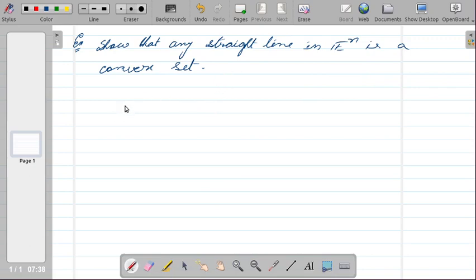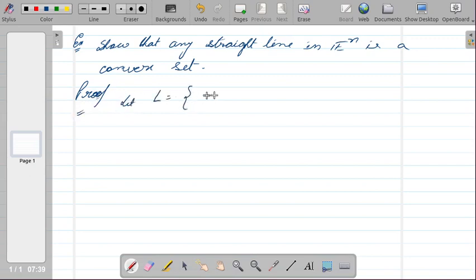If you think geometrically, a straight line is always going to be convex, because if you take any two points on the straight line, the line segment joining those two points actually coincides with the straight line only. So it is going to be a convex set. How do I show it theoretically? For that, let us write a proof.